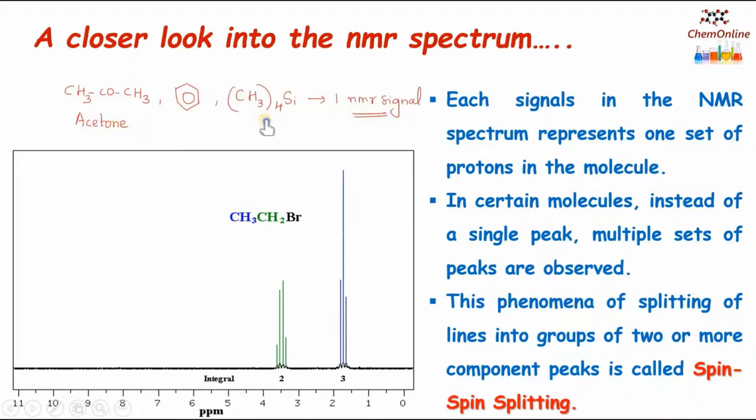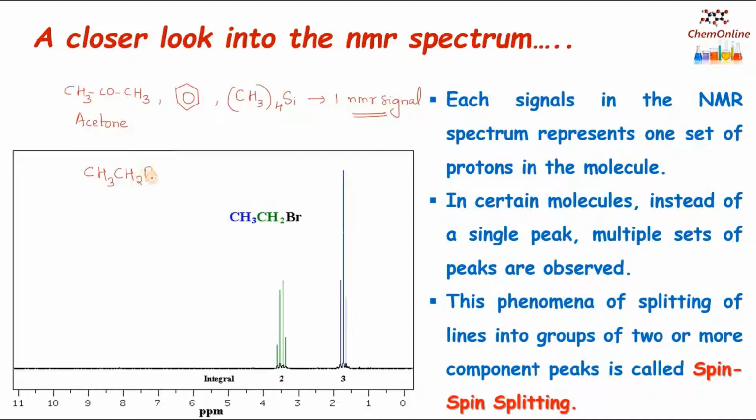In all these molecules, all the protons are in identical chemical environment, or we say that all the protons are chemically equivalent, and hence all these sets of protons will give a single peak in the NMR spectrum. That is, they will give only one NMR signal. If there are two different sets of chemically equivalent protons, then such molecules will give two NMR signals.